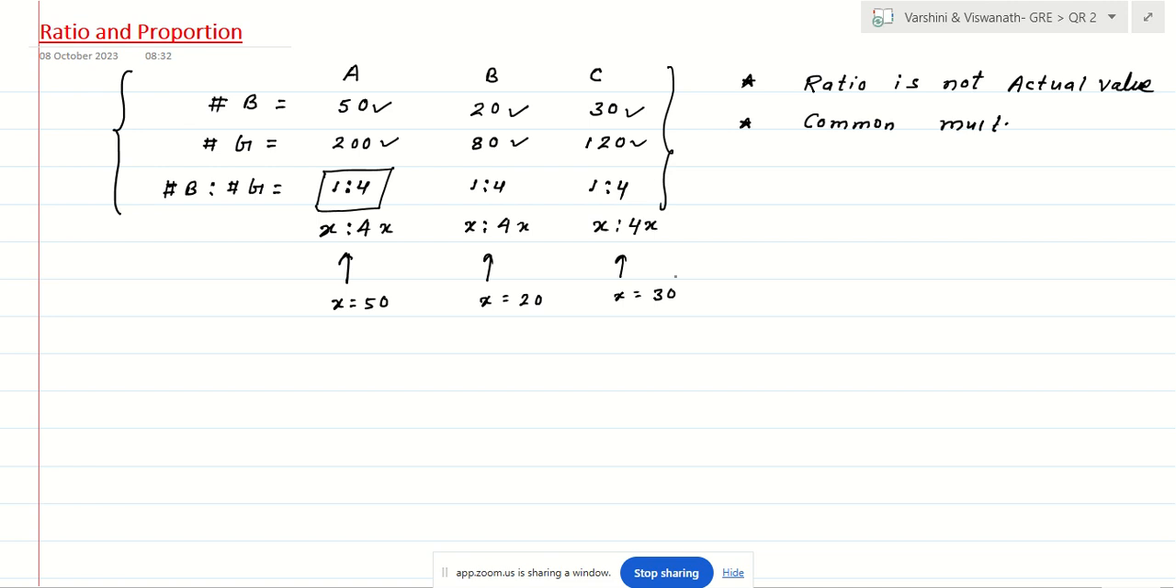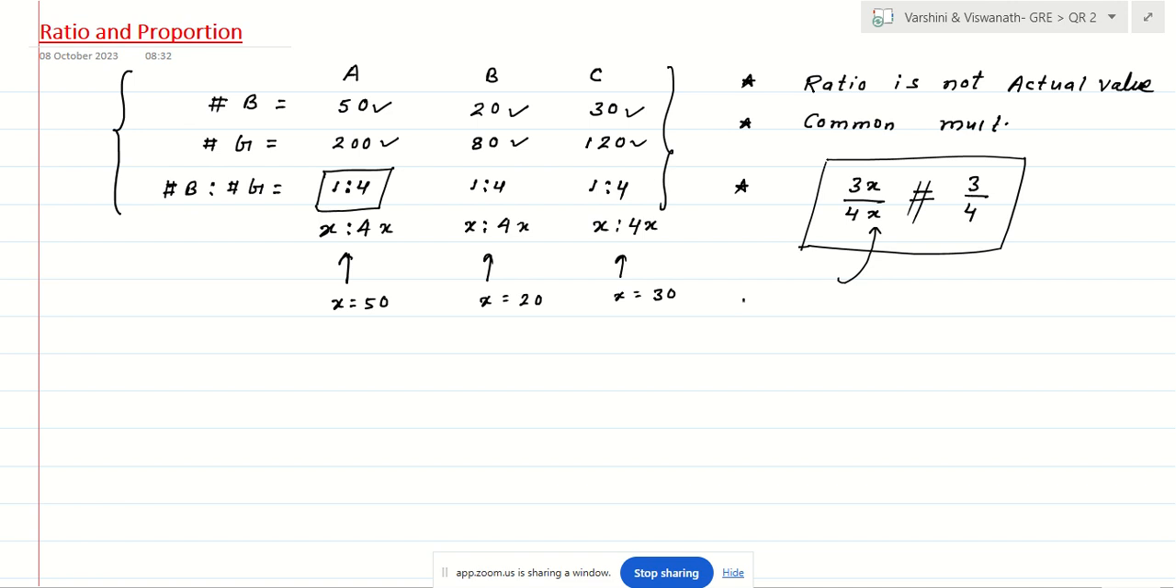So the ratio can be the same, which does not mean that the value is the same. That depends on the common multiplier, right? The third point is also very important. If I write the ratio 3x upon 4x, and I write the ratio here 3 upon 4, both cannot be equal, isn't it? Because I do not know what the value of x is. The common multiplier is very, very important.